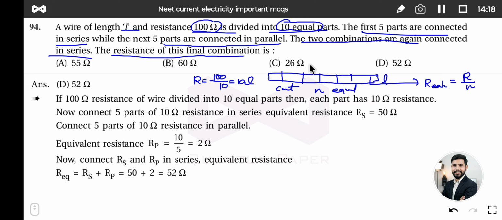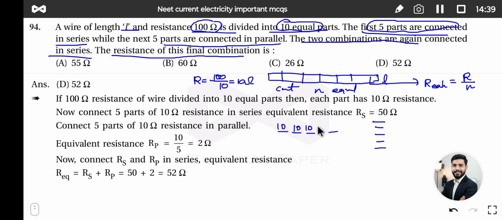Now out of these 10 resistances, 5 resistances we have connected in series, and the remaining 5 we have connected in parallel. Every resistance has the value of 10 ohm. In series connection, what is the net resistance? n times R. Total 5 resistors are there, all identical, so 5 times 10, which is equal to 50 ohm.